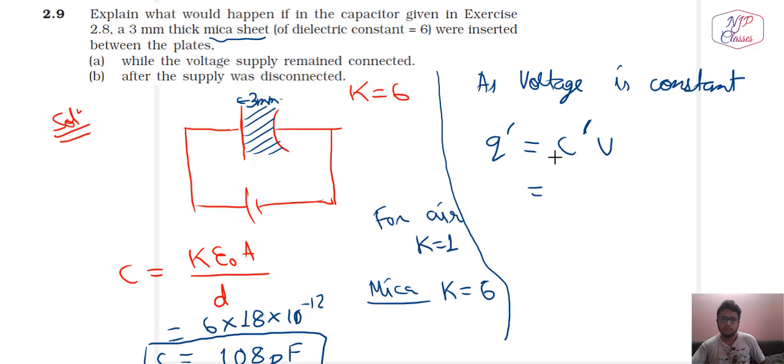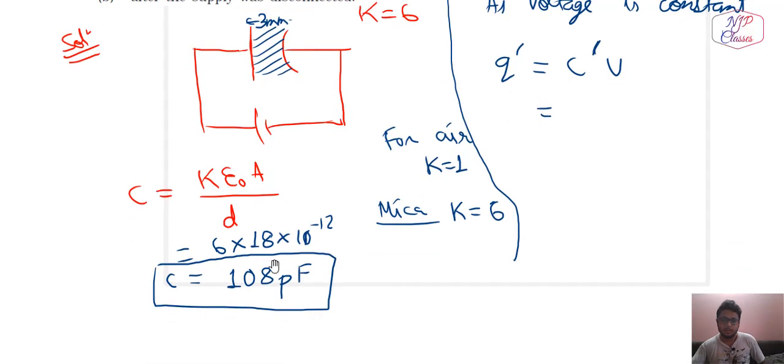Q dash equal to C dash... C dash means what? This one. Okay, C dash with dielectric money. C dash nam disu.